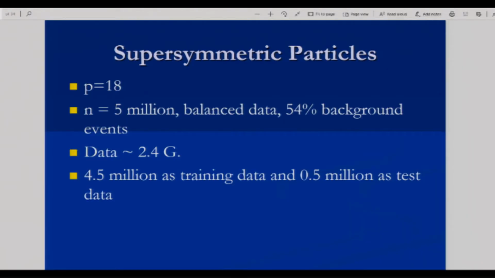This is a supersymmetric particle data set. We downloaded this data from the UCI machine learning repository, and the original paper was published in Nature Communications, I think, in 2014. Essentially there are 5 million observations, and this is roughly balanced data: 50% background events, and the other 50% are the events we are interested in. There are only 18 features. They calculate certain velocities and so on and so forth.